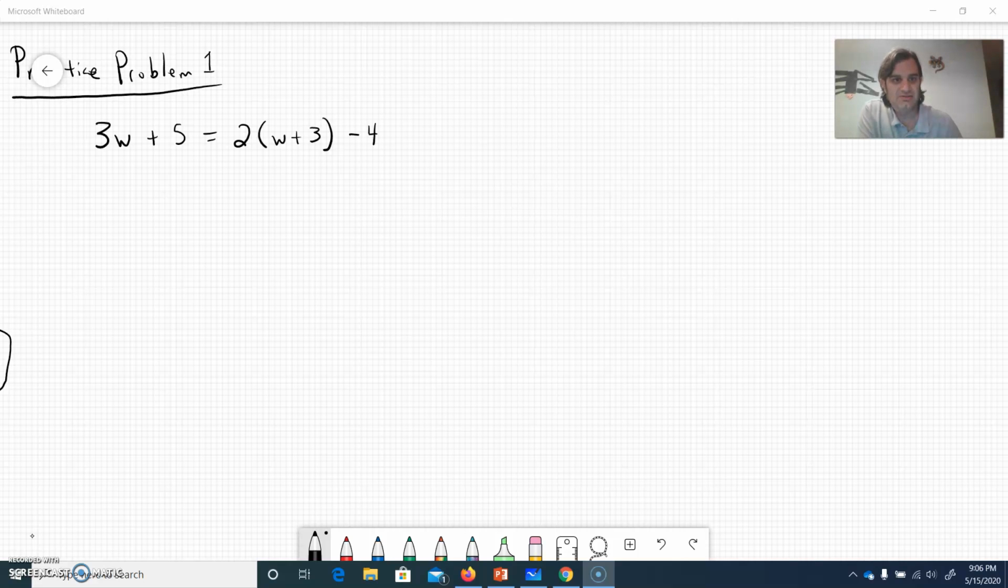So if we think through the steps I gave you about solving linear equations, first of all, there are no fractions here, so we get to jump ahead. If there's no fractions, we look to see if we need to get rid of any parentheses or use a distributive property, and we do. So we're going to use a distributive property.